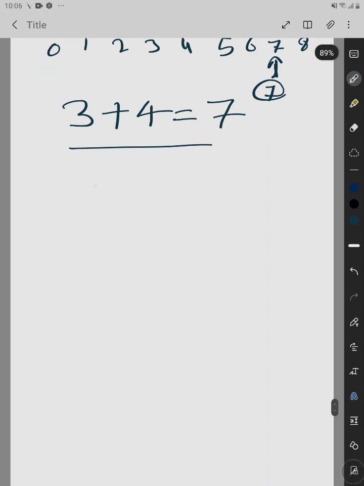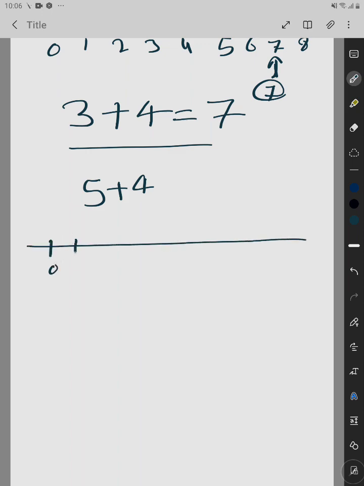Let's solve 5 plus 4. First of all we will draw a line. We will start with 0, then 1, 2, 3, 4, 5, 6, 7, 8, 9 and 10. So we have marked this as per our requirement.